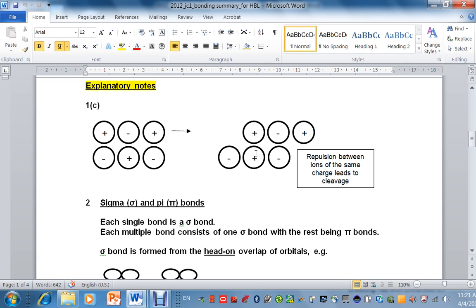You know that when ions of the same charge come together, they will repel one another. Similarly, the anions here will also repel one another. It's this repulsion that leads to cleavage of the solid. So that's why ionic compounds can cleave easily.